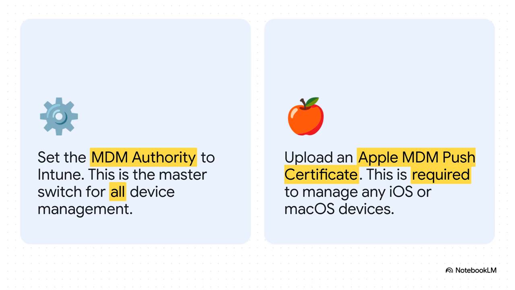Then, on the other side, if you've got any iPhones, iPads, or Macs in your device zoo, and let's be real, who doesn't, you've got an Apple-specific task. You have to create and upload an Apple MDM push certificate. This certificate is the secret handshake that lets Intune securely talk to Apple's notification service to manage all those devices. Without it, your Apple gear is totally invisible to Intune.